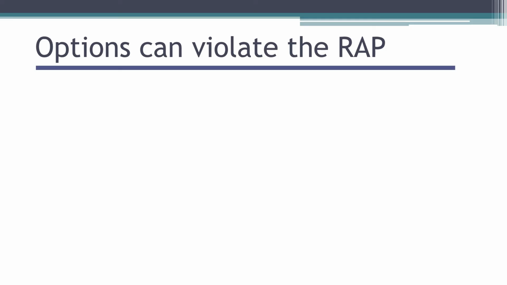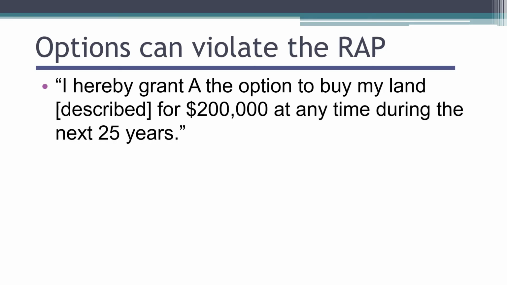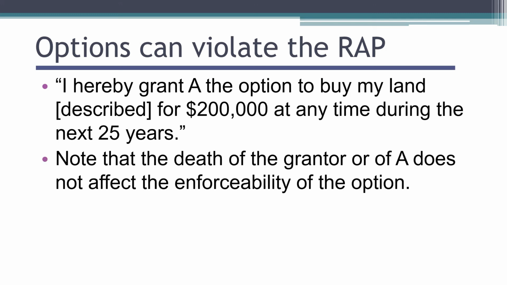Let's see how an option could violate the rule against perpetuities. Let's suppose the option says, I hereby grant A the option to buy my land, and we need to, again, describe the land, for $200,000 at any time during the next 25 years. Notice that the death of the grantor and the death of A have no effect on the enforceability of the option. In other words, the option's enforceability isn't dependent upon either the grantor or A being alive when the option is exercised. If the grantor dies, the grantor's successors are still subject to the option. If A dies, A's successors are still able to exercise the option.